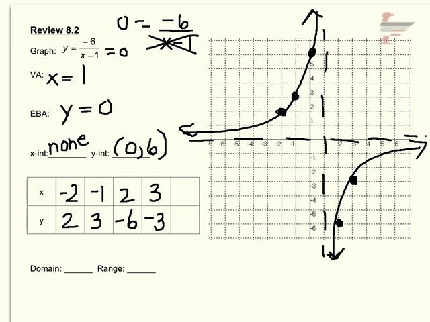And then my domain is all real numbers except x cannot equal that vertical asymptote, which is 1, and my range is all real numbers except y can't equal its end behavior asymptote, which is y equals 0.